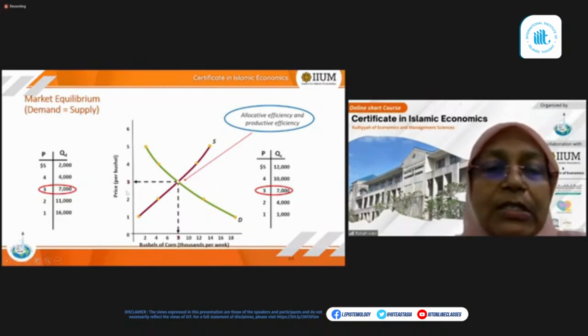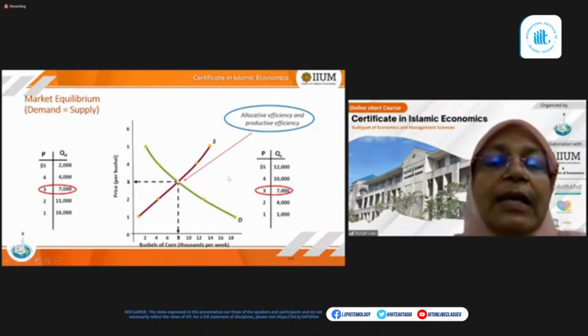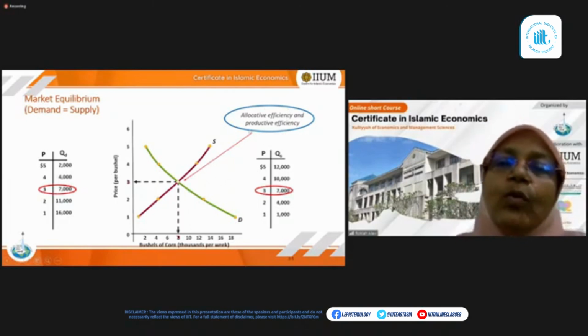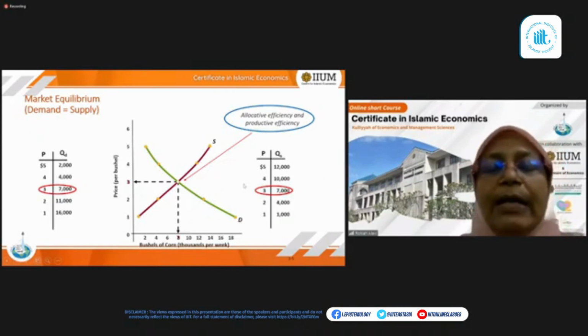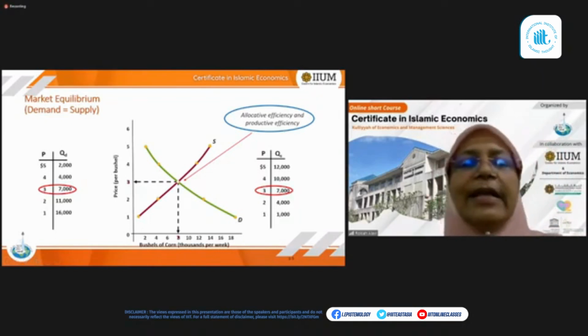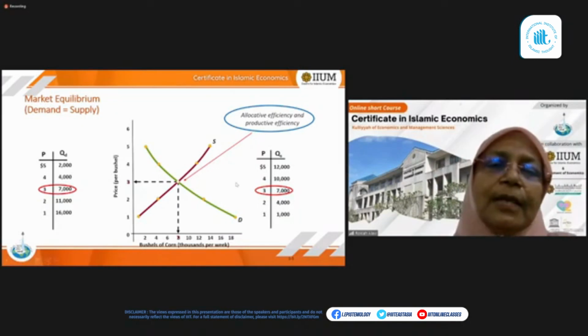You see the word is efficient. So market equilibrium also means efficiency. What kind of efficiency? Allocative efficiency, and also productive efficiency. So that is the importance of the market. Market forces function, price is determined, and at the same time resources are allocated efficiently.